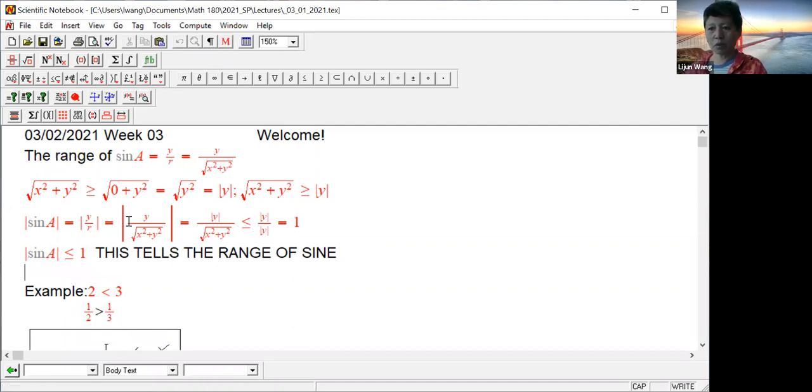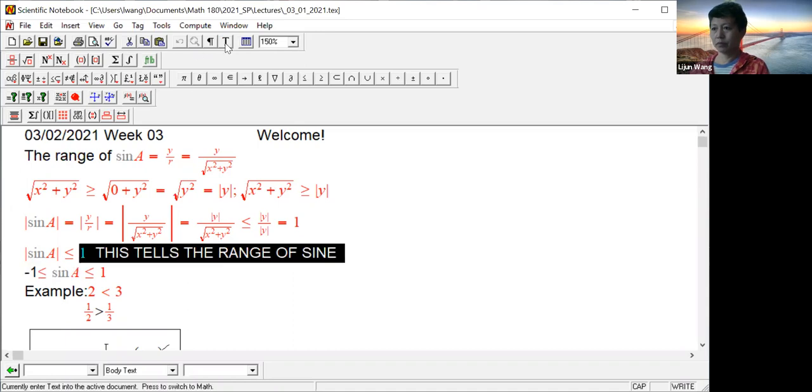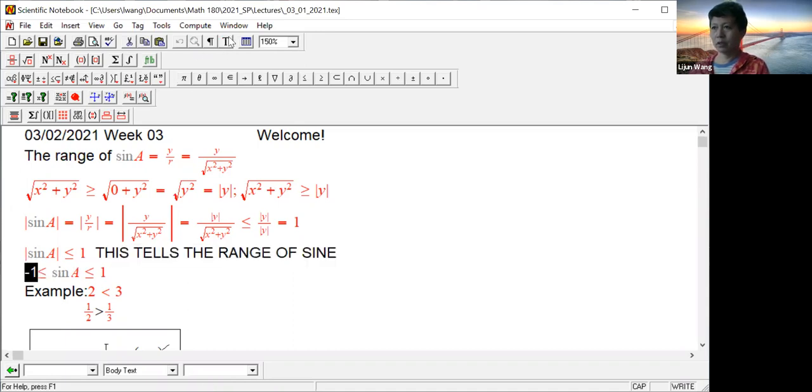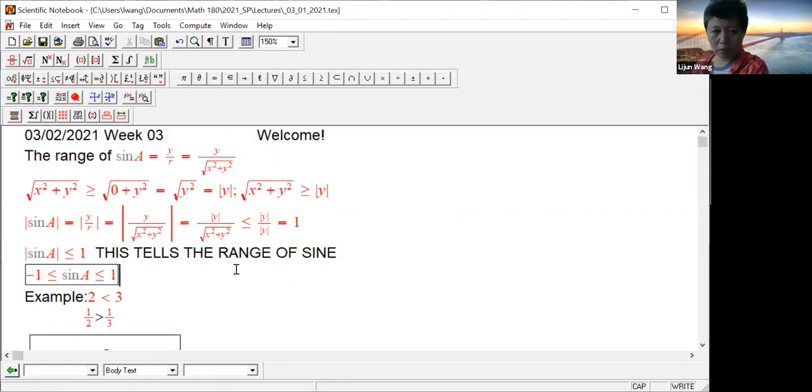Okay, and furthermore, it tells us sine of any angle, sine can take any angle, is between negative one and positive one. Because the absolute value of sine of the angle is less than or equal to one, that means sine A must be between negative one and one. This is the one single inequality you will be using in calculus one. Probably in chapter two.